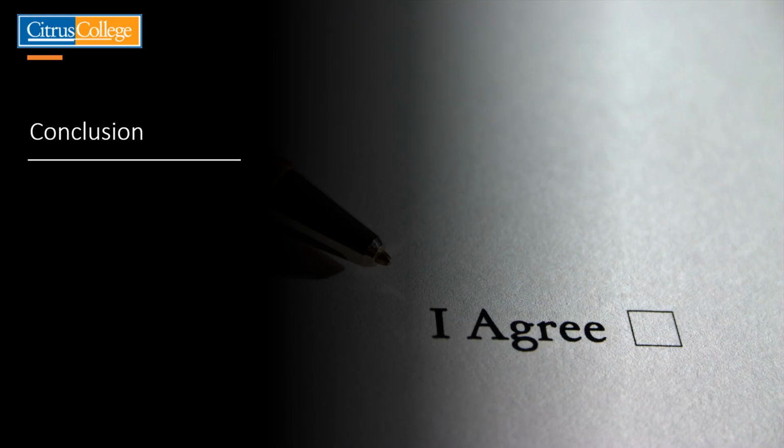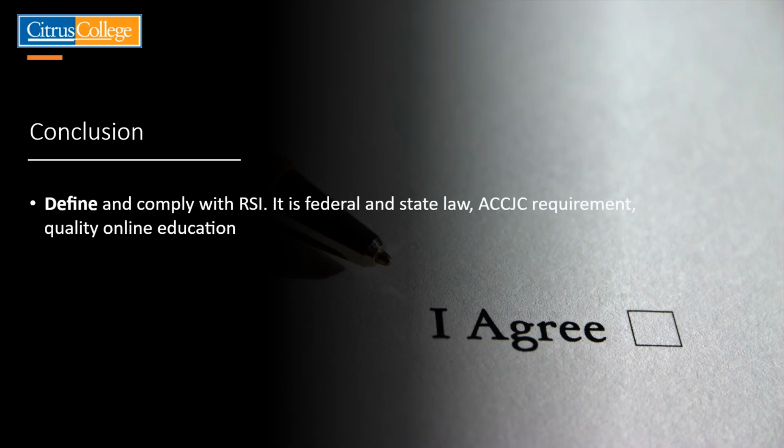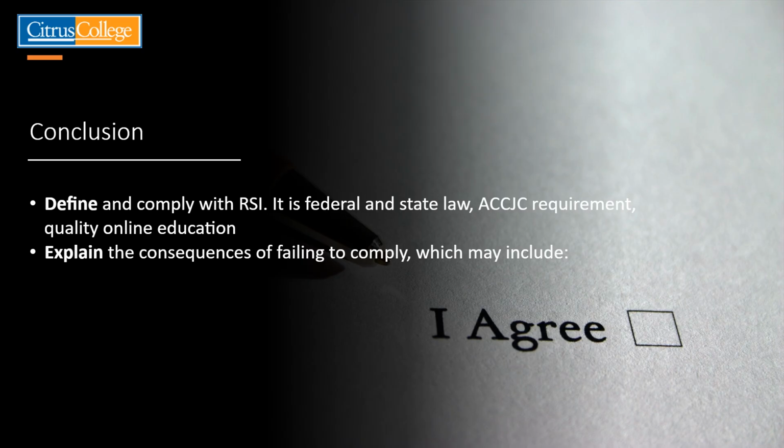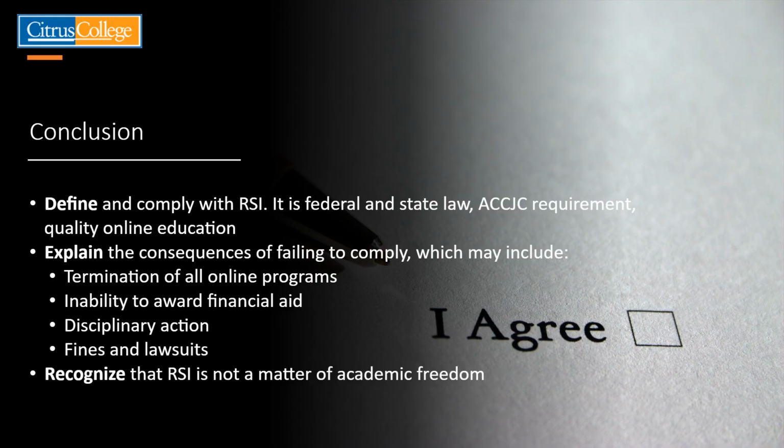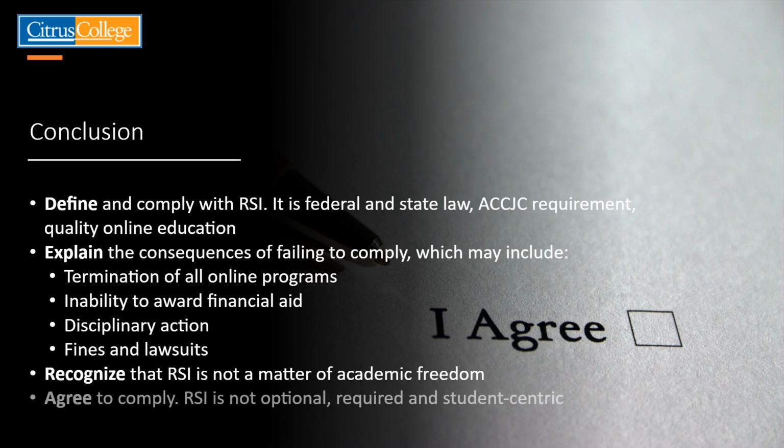This concludes the introduction to RSI. You should be able to define RSI and comply because it is federal and state law, an ACCJC requirement, and promotes quality online education. Explain the consequences of failing to comply, which may include termination of online programs, the inability to award financial aid, disciplinary action, fines, and lawsuits. Recognize that RSI is not a matter of academic freedom and agree to comply because RSI is not optional. It is required and student-centric.